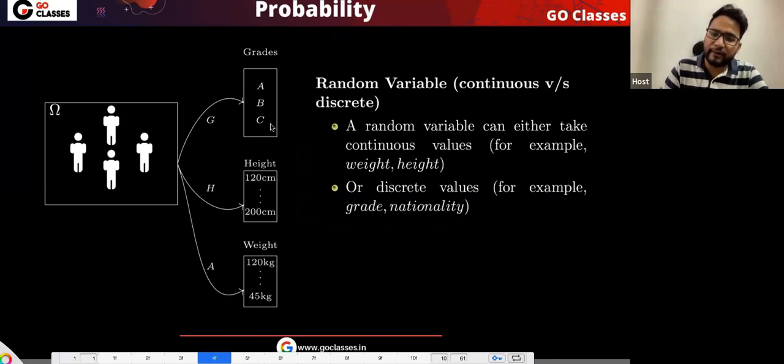This is a discrete random variable. Yes, Anurag. The reason is that it is mapping to finite values. If it is mapping to a finite value, it's a discrete random variable. And what about this h?